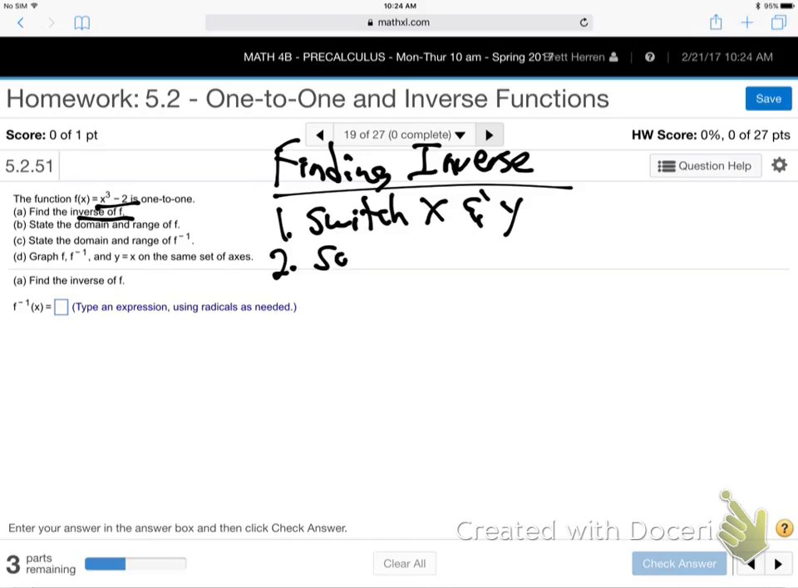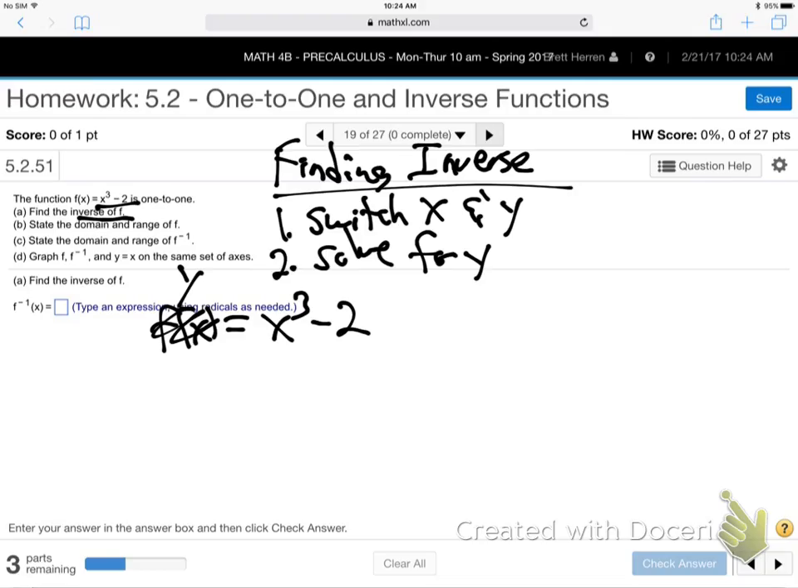And step 2, solve for y. Because y is always the function, so after switching, y will be the new function, the inverse function. That's really it. 2 steps. Switch x and y, solve for y. So take the equation, f of x equals x cubed minus 2. What is f of x really? That's y, as we said, right? Function letters, f of x, g of x, h of x, those are always y values by common agreement. On a graph, we're going to make function values be the y-axis. It was just common agreement.